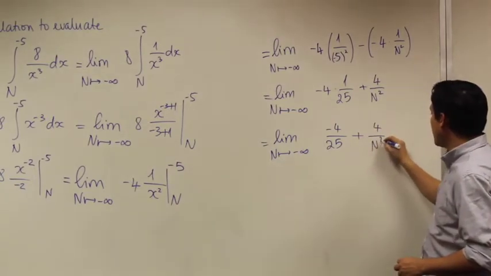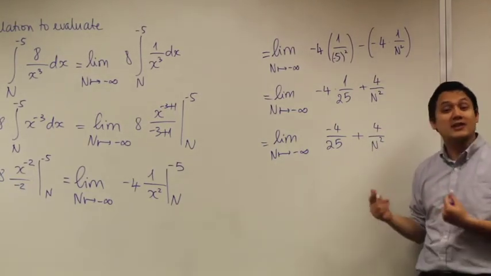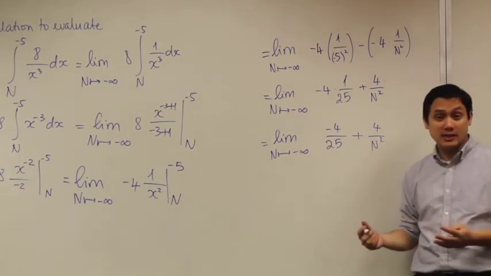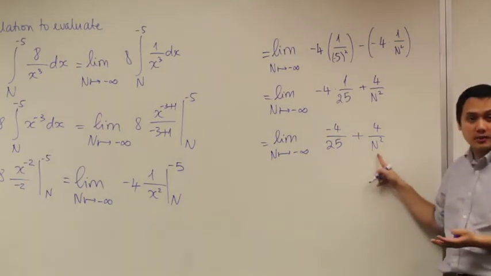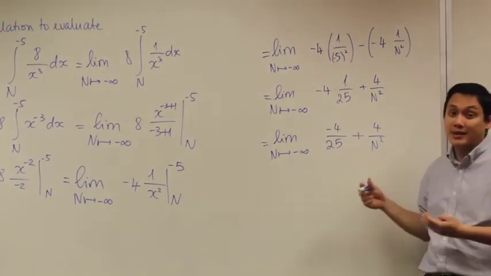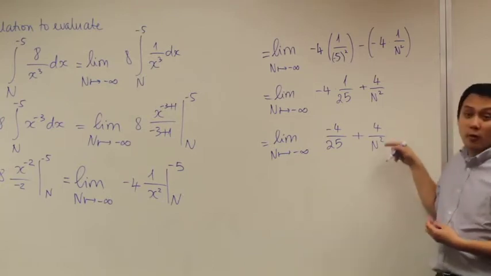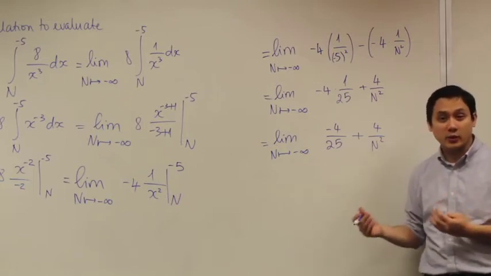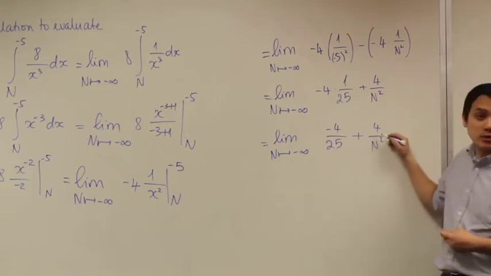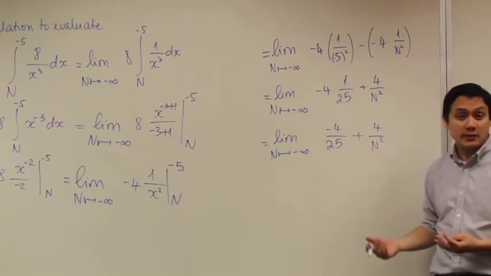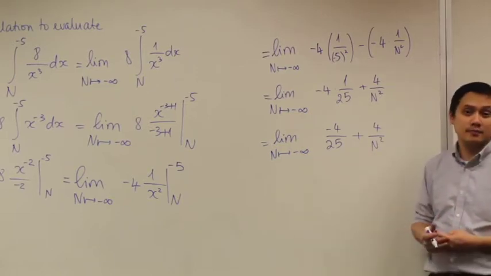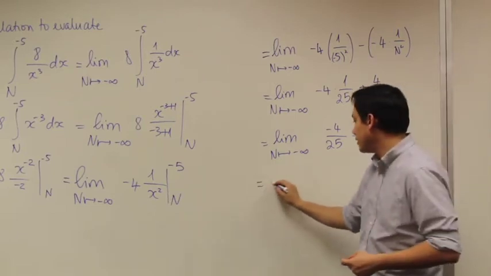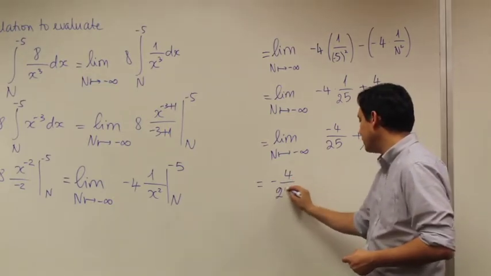But for the second term, I have 4 divided by n squared, and there's an n involved. As n goes to negative infinity, you put n in here, so n squared becomes positive infinity, and we have 4 divided by infinity. If you go back to the notes in 6.1, you will see that this term approaches 0 as n approaches positive infinity or negative infinity. So I'm just going to write it like this, and you're left with negative 4 over 25.